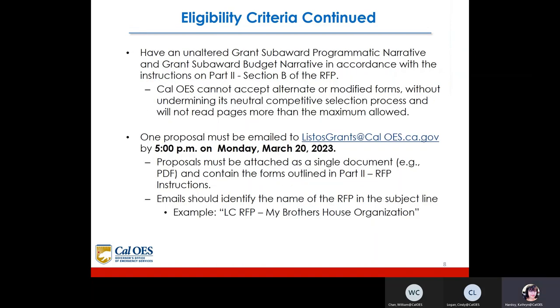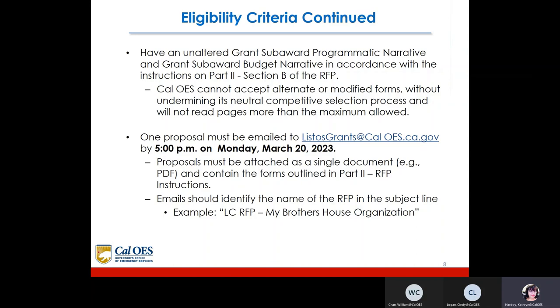To continue, have an unaltered grant subaward programmatic narrative and grant subaward budget narrative in accordance with the instructions in Part 2, Section B of the RFP. CalOES cannot accept alternate or modified forms without undermining its neutral competitive selection process and will not read pages more than the maximum allowed. One proposal must be emailed to Listos California at caloes.ca.gov by 5 p.m. on Monday, March 20th, 2023.